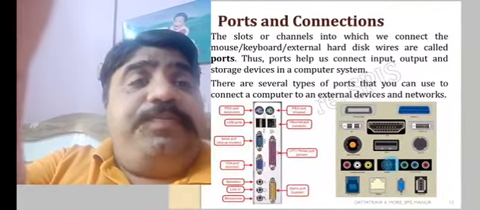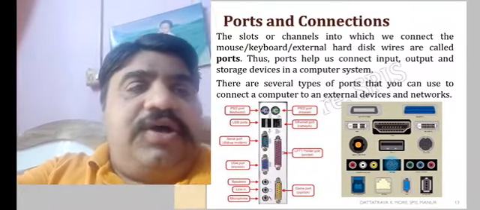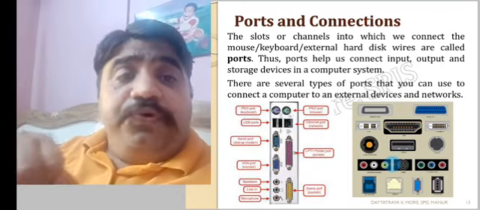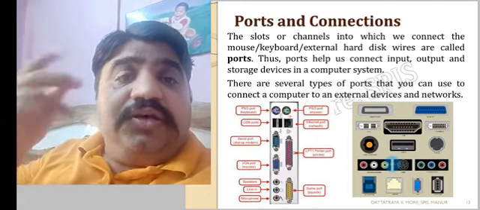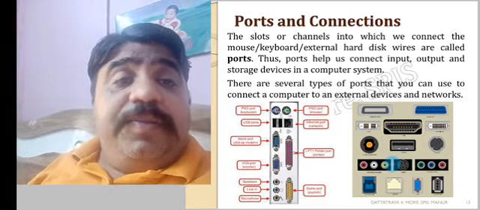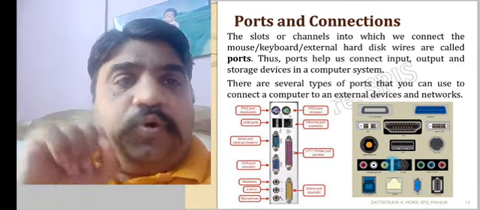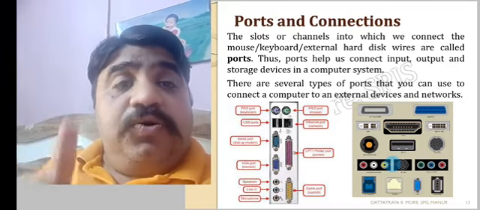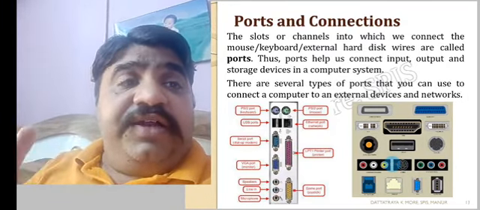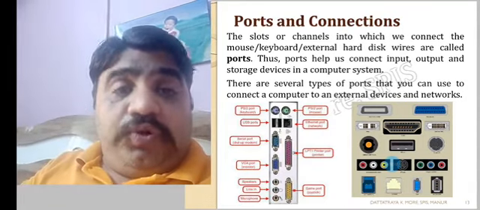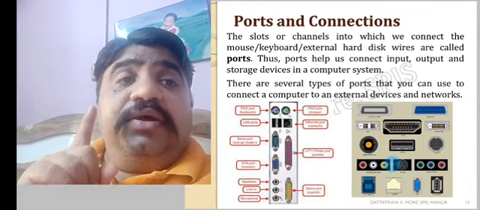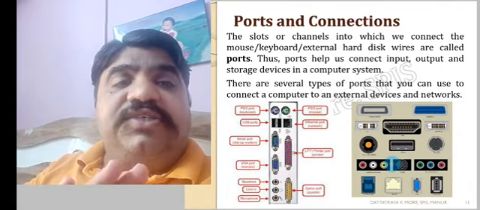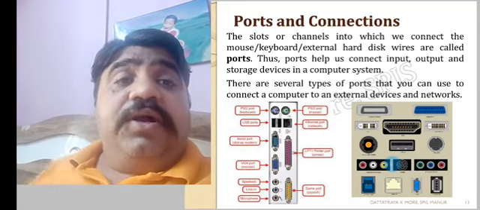Now I want to show you some ports and connections. All these storage devices or peripheral devices we can connect with our computer, but where to connect? With the help of wires we are connecting, but at which places? Those places are called ports. The slots or channels into which we connect the mouse, keyboard, external hard disks, wires are called ports. Thus, ports help us connect input, output, and storage devices or any other peripheral devices in a computer system.